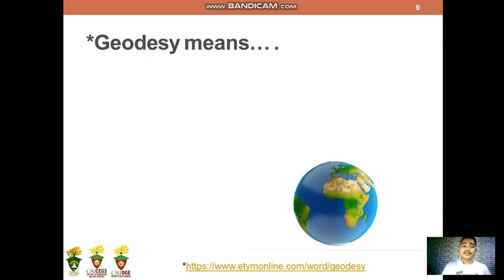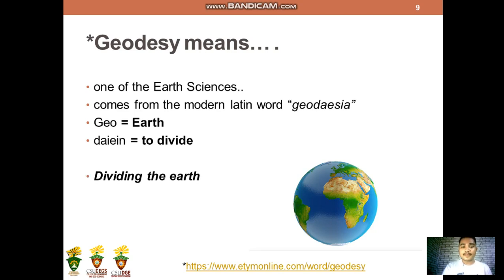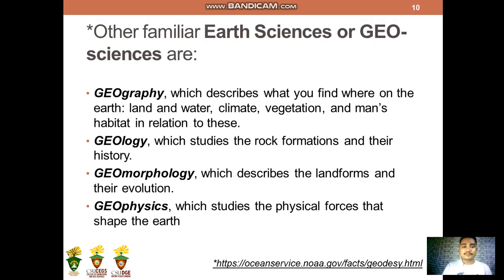For the proper definition, geodesy is one of the earth sciences, and it comes from the Latin word geodaisia. Geo means earth, and daiein means to divide. In short, geodesy is dividing the earth. There are other familiar earth sciences or geosciences, including, of course, geodesy.